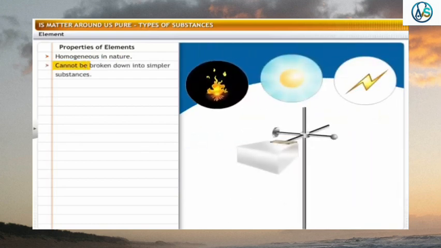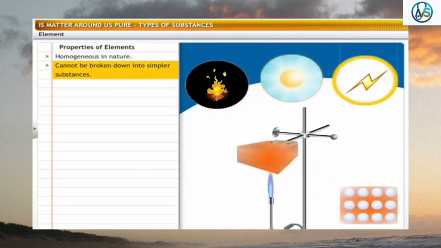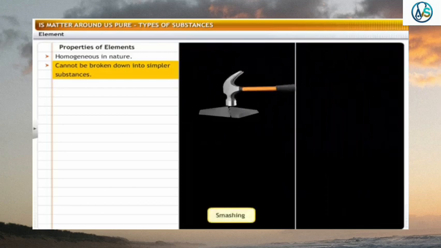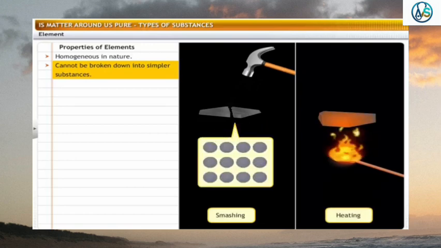An element cannot be broken down into simpler substances by any physical or chemical methods, such as heat, light, electricity, or chemical reactions with other substances. For example, if you were to smash a piece of iron into small pieces or heat it, the piece still remains as the element iron.